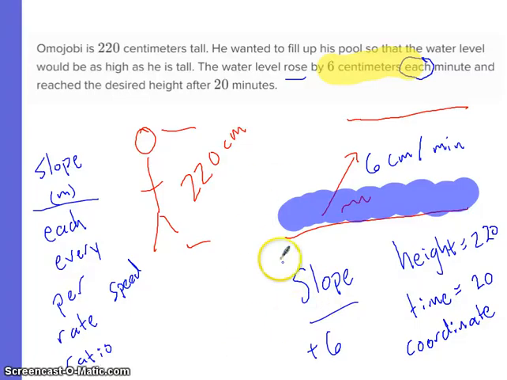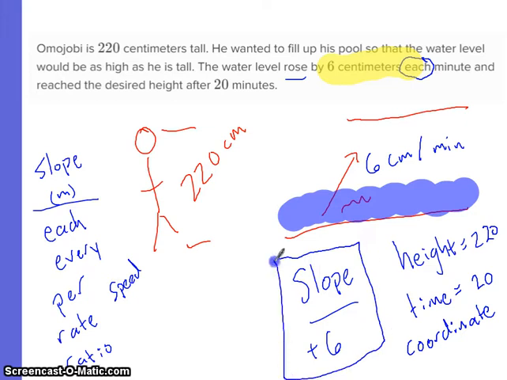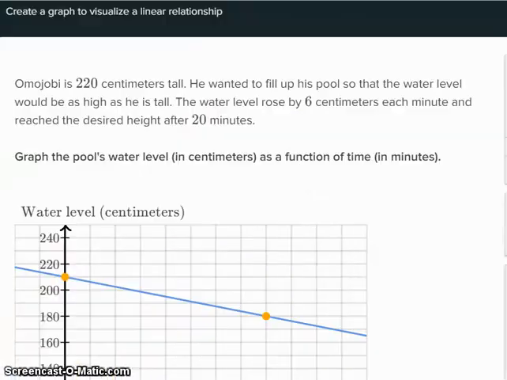It's given me the slope. I know that the slope is 6, and it's given me a coordinate. In this case, it hasn't given me an intercept. It's really kind of tricky. So it didn't give me where it started. It gave me a coordinate, 220 for height and 20 for time. All right, let's see how this plays out in the problem.